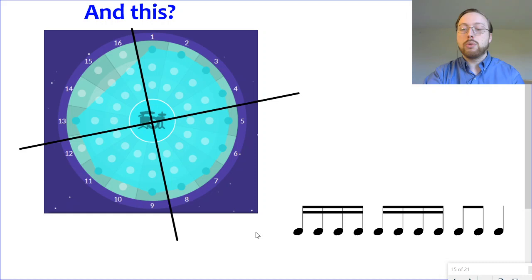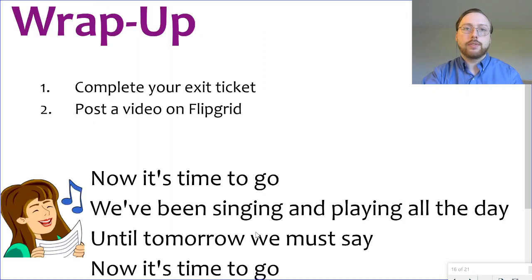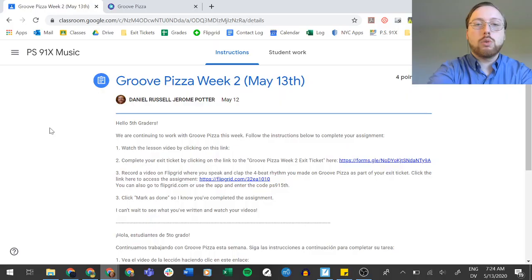So at this point, you should be pretty confident working with these rhythms in Groove Pizza. Now I'm going to show you what your exit ticket will look like, and then how to do your Flipgrid video, and then you'll be all done for this week. Let me make myself big for a second so I can go and find the exit ticket. So I'll make myself small in the corner.